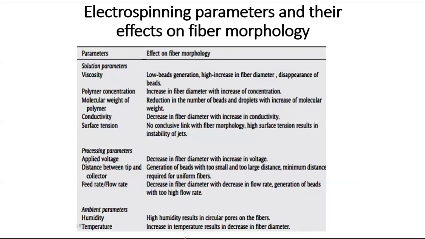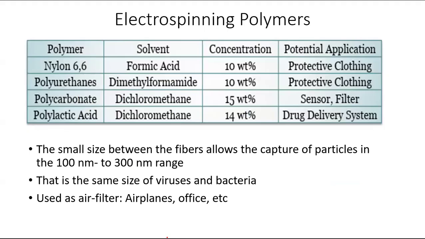So the things which were discussed, the solution parameters, the process parameters, and the ambient parameters, and how they affect the fiber morphology is tabulated in this table. You all can refer to this one. I have given common types of polymers, their solvents, and the concentrations that we can use. And if you spin nanofibers, what are the applications? So it's tabulated in here. Okay.